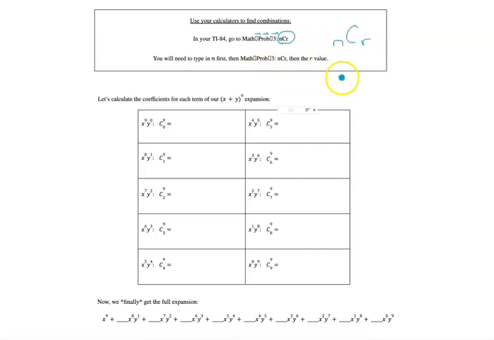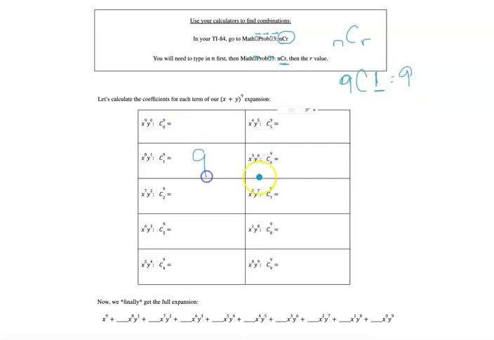You'll have to type in the n first. So in our prior example, we'd type in a 9 first, then we would do math, probability, choice 3. We would put in nCr. It would put in a C here and leave a space for the r. For the first one, we want 1 to be a y, and we're going to get out 9.